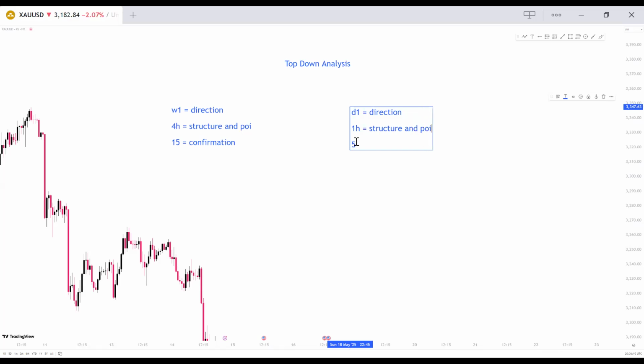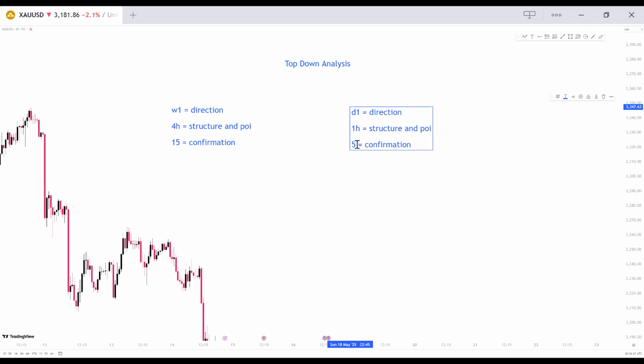Then the 5 minutes is for confirmation. 5 minutes for confirmation. So that's it.